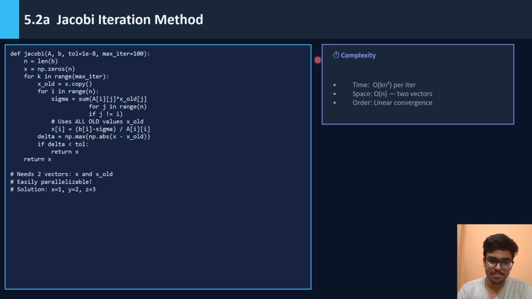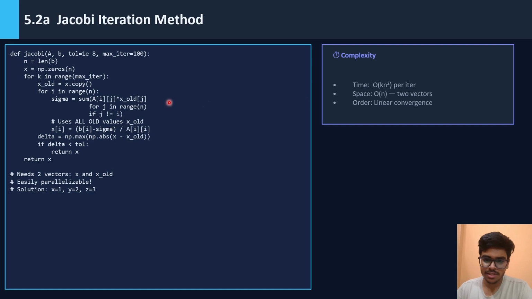Jacobi iteration method. It is an iterative technique for solving linear equations. In the code, the solution vector x is initialized with zeros. For every iteration, a new value of each variable is calculated using only old values stored in xold. After updating all variables, the maximum error is checked. If the error becomes smaller than tolerance, the iteration stops.